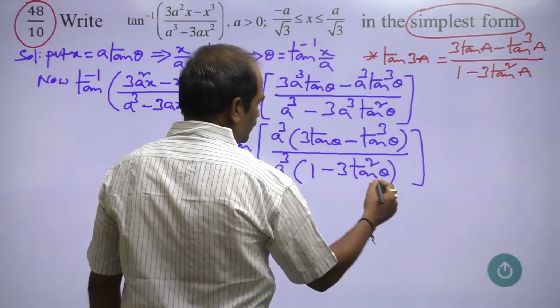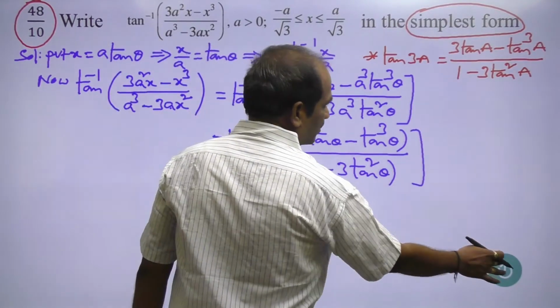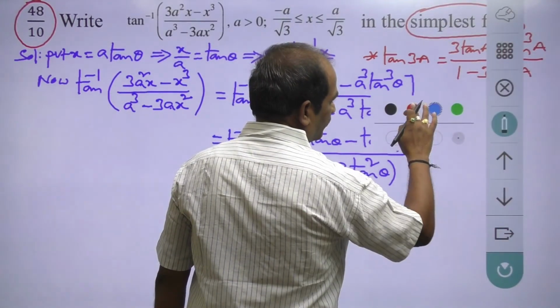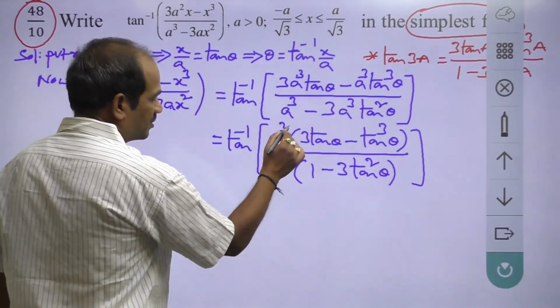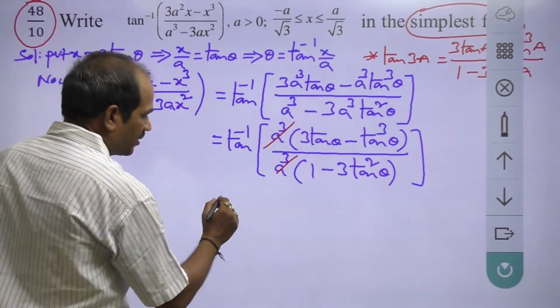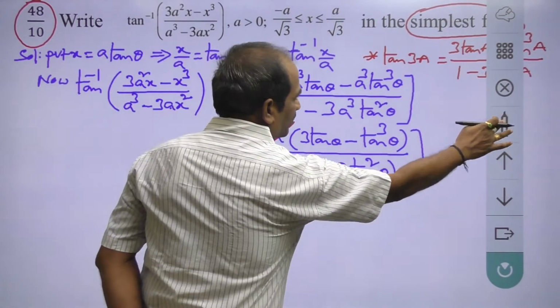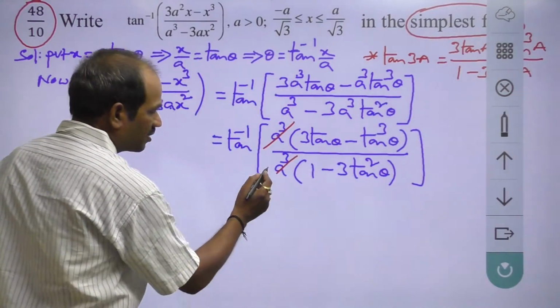Here a cube gets cancelled. Next, that is equal to the remaining value.